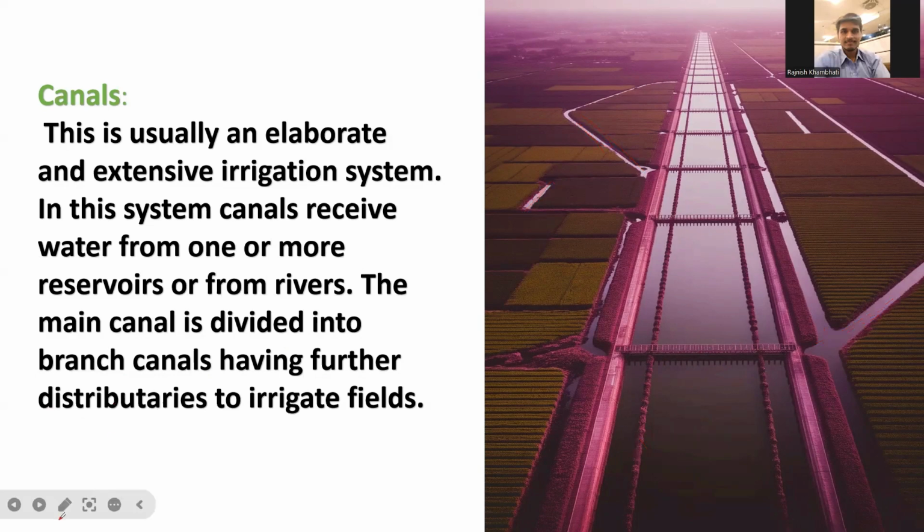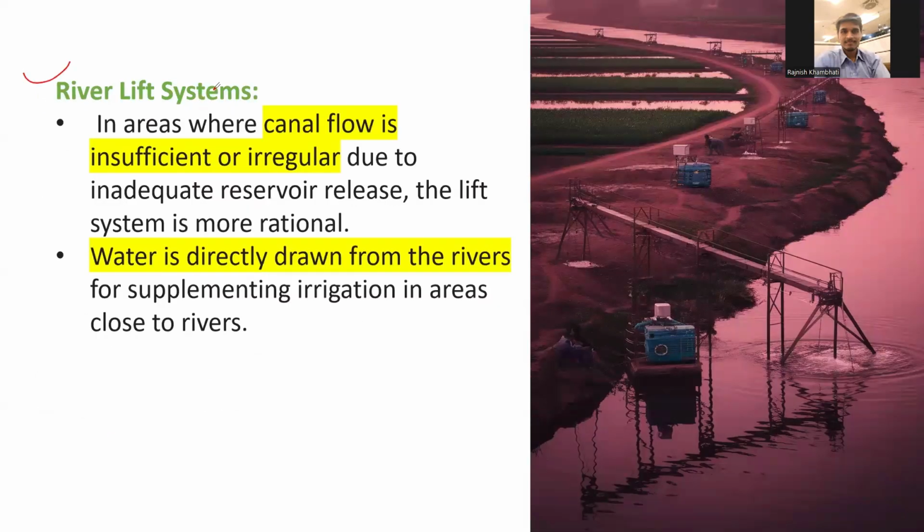Next is the river lift system. For example, this is a river, bank of a river, maybe. So in that, you can see we are using this pump. If in your village nearby, a river is there, you can see this type of setup where water from the river is directly taken for the irrigation. Directly you can take water into your field, and we can take the water with the help of a pump. The pump will pump the water from the river to the area of irrigation.